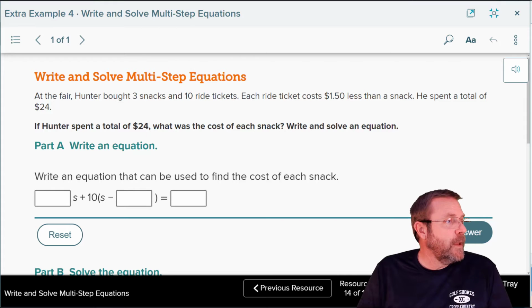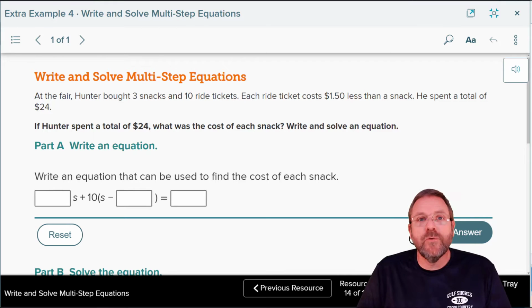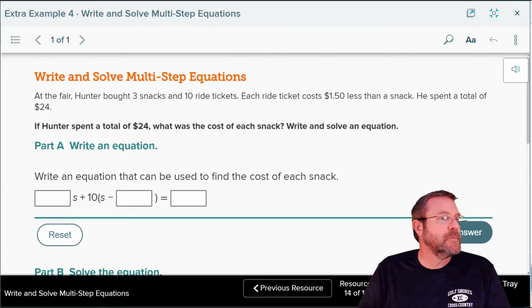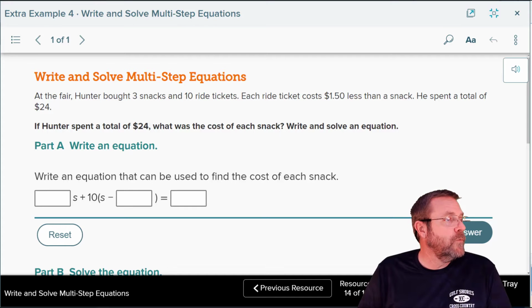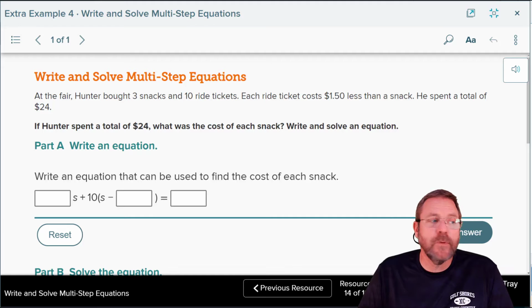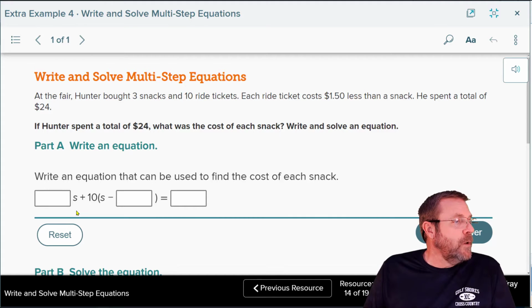For this one, we have a fair where Hunter bought 3 snacks and 10 ride tickets. Each ride ticket cost $1.50 less than the snack. He spent a total of $24, and they want us to come up with an equation to represent this information. Well, what we know is that he bought 3 snacks, right?